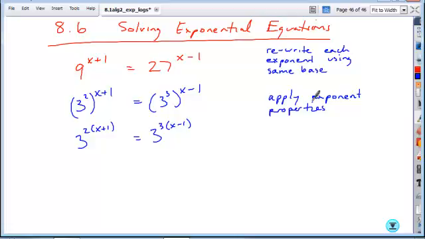Okay, and then what you're going to do is, since you have the bases the same, you're going to equate the powers. Whatever the powers are, you're just going to take 2 times x plus 1, set it equal to 3 times x minus 1, and then just solve the resulting equation.